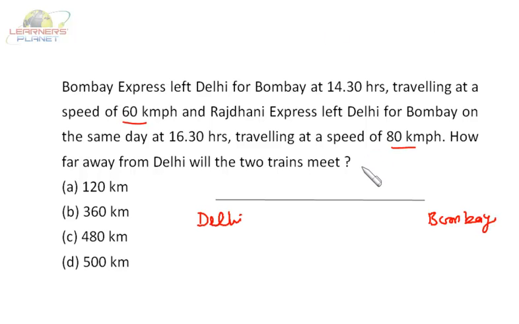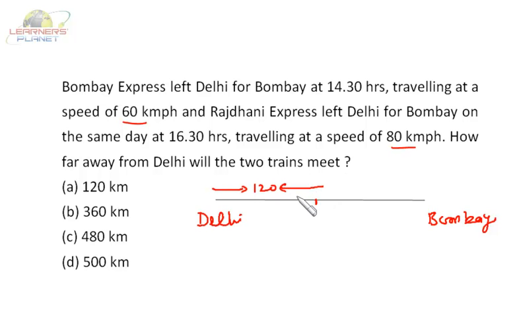Now friends, both the trains are leaving from Delhi to Bombay. Now this train has left at 14:30 hours and this train is leaving at 16:30 hours. That means this train is running 2 hours more than this particular train before meeting. So in 2 hours, with the speed of 60 km/h, this train, that is Bombay Express, might have run 120 kilometers. So before Rajdhani Express starts, Bombay Express is already 120 kilometers away from this place.